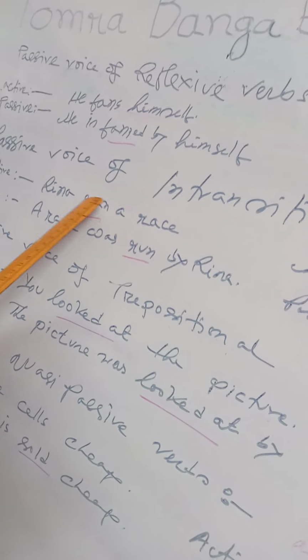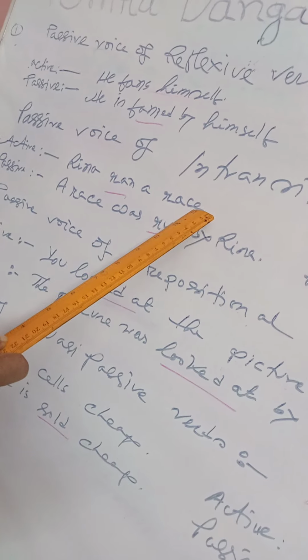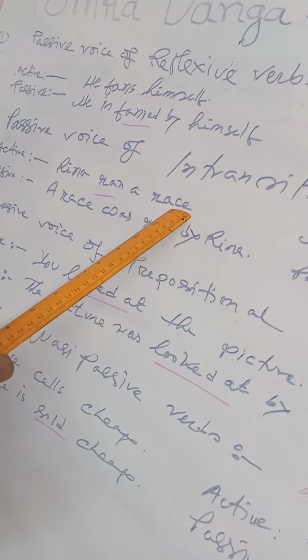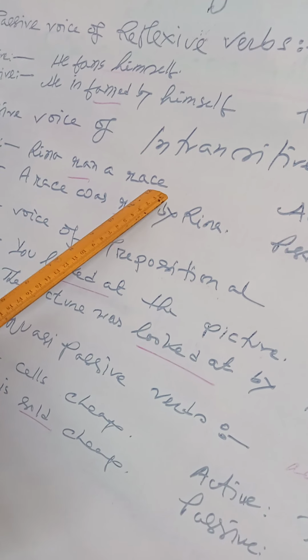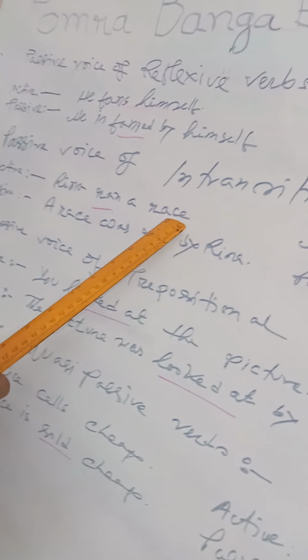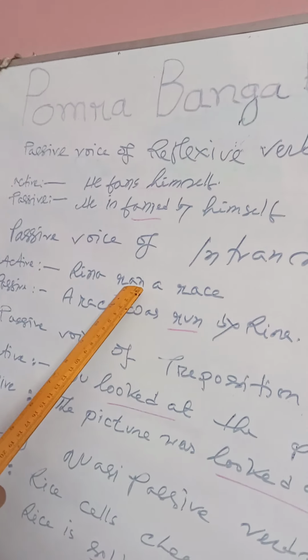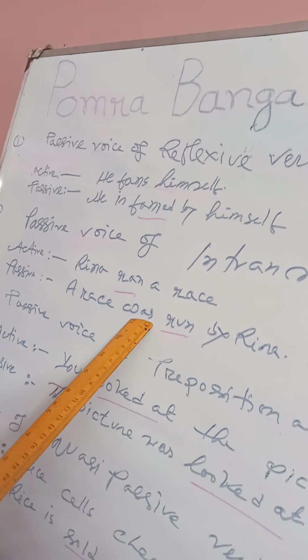Passive voice of intransitive verbs. The verbs carrying the reference of intransitive verbs, ran, slept. These are the intransitive verbs, you know. In active form, Rina ran a race. The subject is Rina, ran is the verb, and a race is the object. Now, in the passive form, you have to start with the object of the active form. The object was a race. A race was run by Rina. You know, ran is the past tense and run is the past participle. And the verb was given in the past tense, and likewise the auxiliary verb will be was.